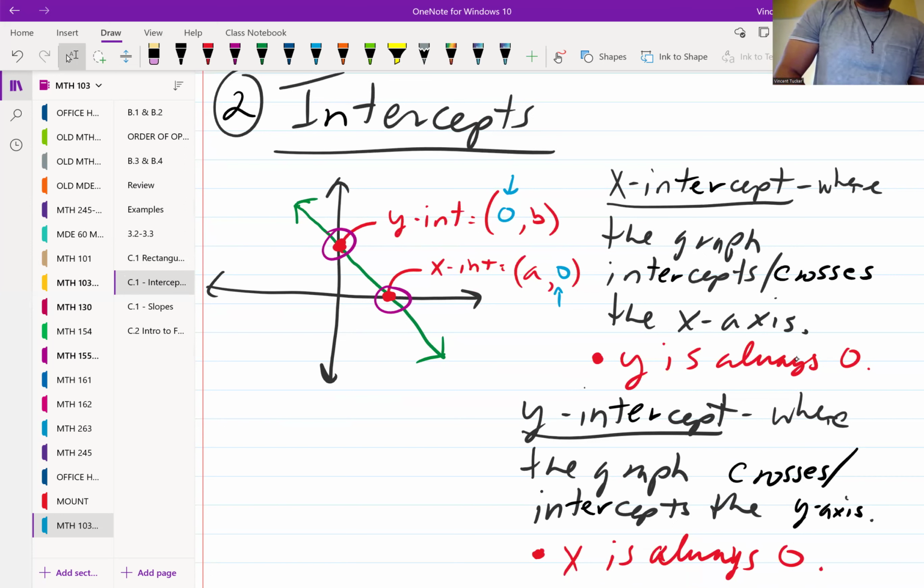Your x-intercept is where the graph intercepts or crosses the x-axis. Your y-intercept is where the graph intercepts or crosses the y-axis. There's a characteristic that holds true for all x-intercepts: y is always 0. For x-intercepts, y is always 0. Then for y-intercepts, x is always 0.